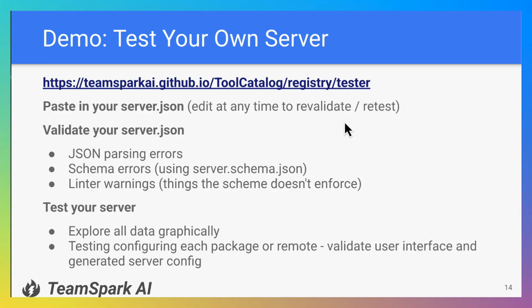Okay, so let's do one other thing. We built as part of this registry a test mode for server authors to be able to test their server.json. So that's actually what I've been using to do some of this demonstration, and I'll give you an example of how that works. But you can take your server.json, paste it into this page, and then you can both validate the server, running it through schema validation and a linter that we built to identify common errors that you might want to fix. And then you can also test the server just exactly like I've been showing in this demo.